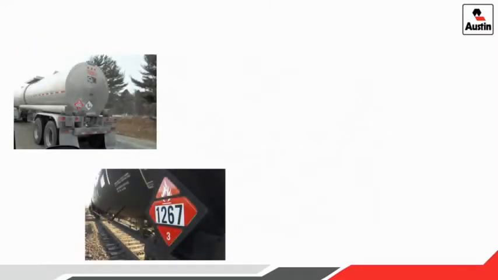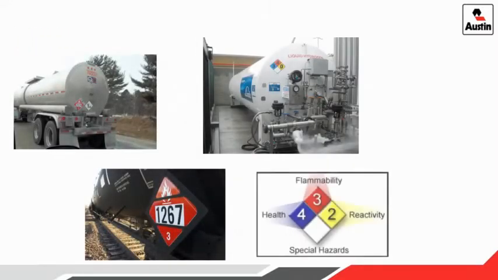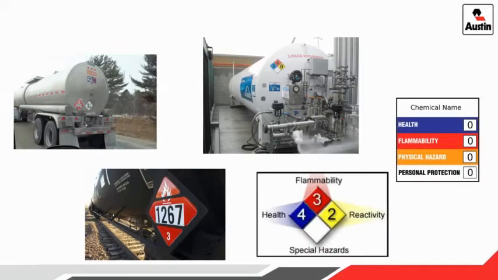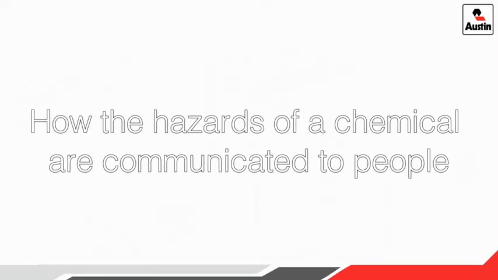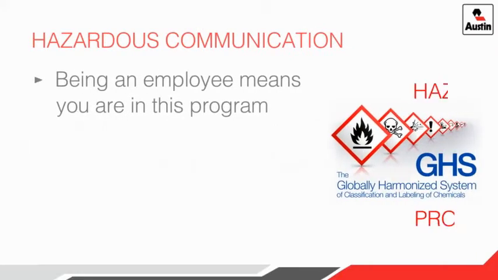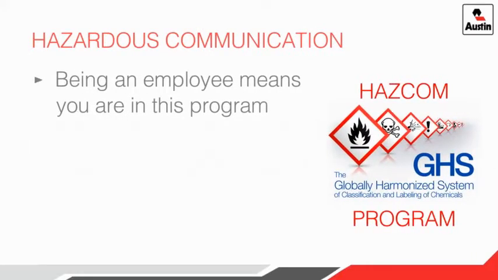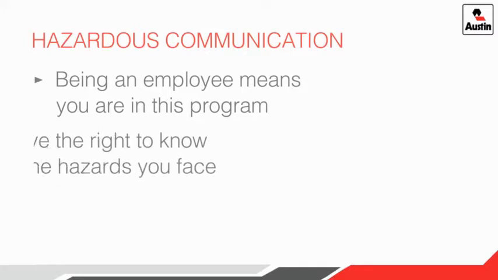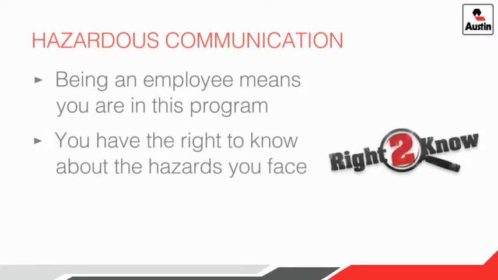You've probably seen the signs on the backs of tanker trucks and rail cars, on pressure vessels, and even secondary bottle containers. Hazardous communication, or HAZCOM, is how the hazards of a chemical are communicated to people. Being an employee owner means that you are included in the HAZCOM program. You have the right to know the hazards of the chemicals that you are working with.